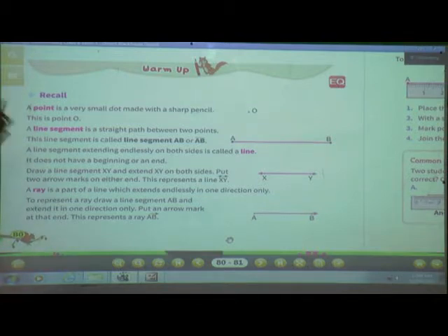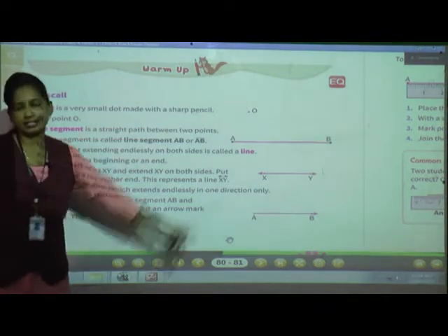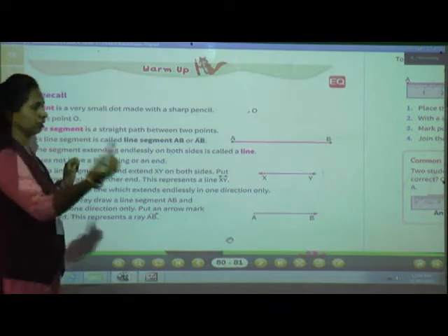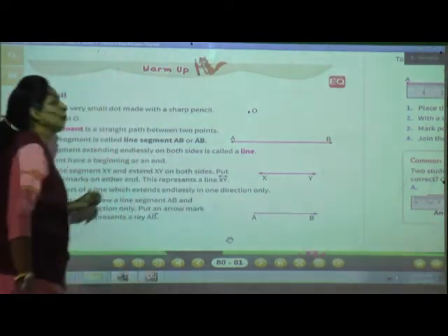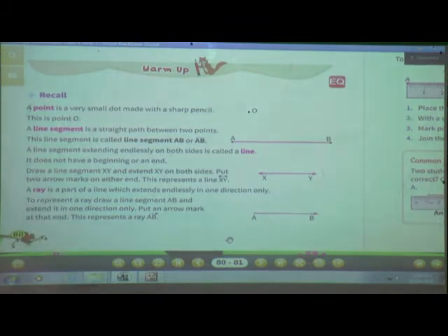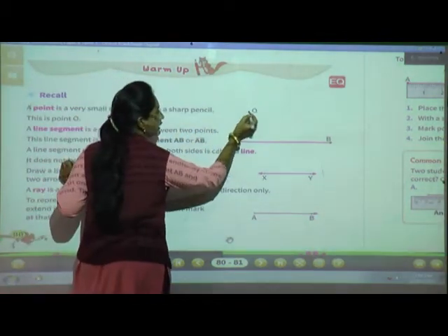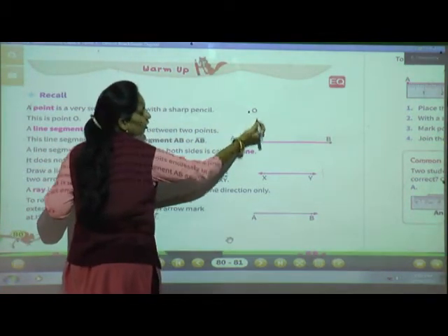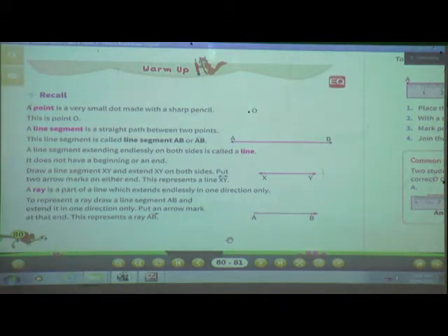Okay, let's recall. First, a point is a very small dot made with a sharp pencil. See, I have a marker, you have a pencil in your hand. So a point is made as a small dot with a sharp pencil. So this is what? Point O. This is the name, this is not a circle. This is the name of that point. Now you understood about point.